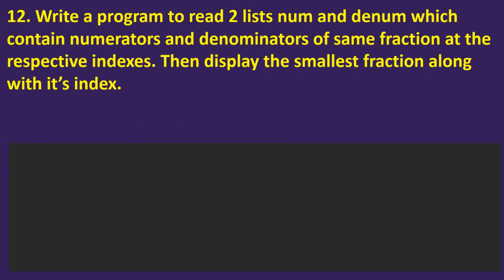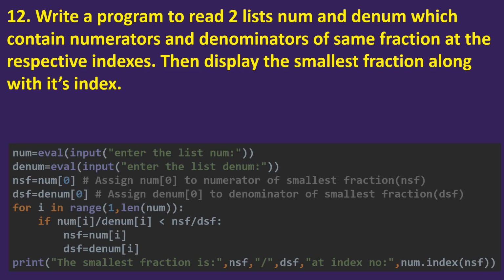Now write a program to read two lists, num and denum, which contain numerators and denominators of the same fraction at the respective indexes. Now display the smallest fraction along with its index. So for that you have to take two lists. Let's say the first list is num to store the numerators and denum is to store the denominator values. These two have to be given by the user, so you have to use the eval function to take it from the user at runtime.